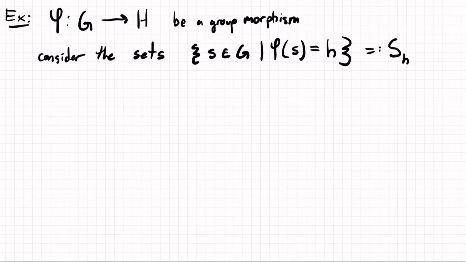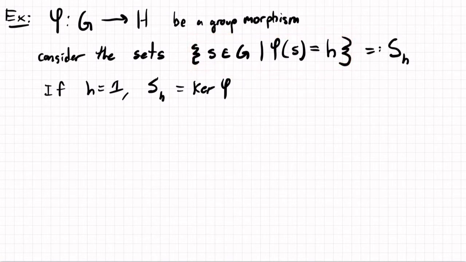So we're picking an element out of H, this one right here, and then we're saying find me all of the elements from G which map to H. So the first observation is if H equals 1, then SH is just the kernel of phi, because this is just the definition of the kernel.